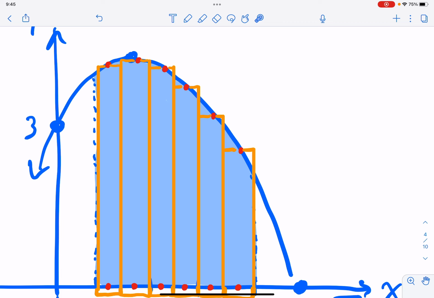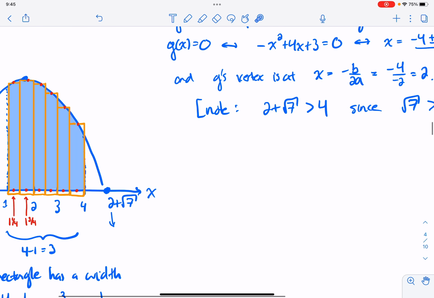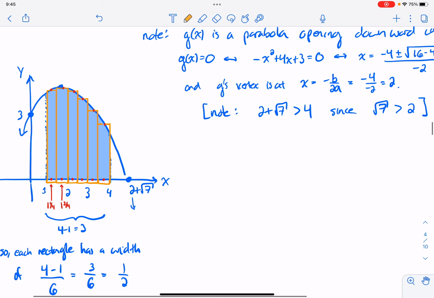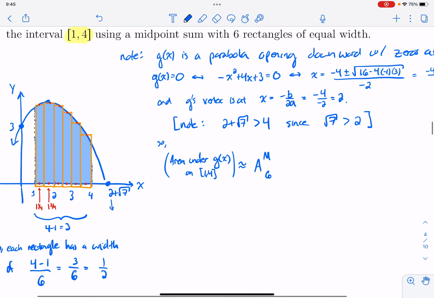So now the question remains of what is the actual sum of the areas of each of these rectangles? Well, let's start writing down what we want to say here. So the area under g of x on 1 to 4, this is the area we're interested in, is going to be approximately equal to the area we get after we use a midpoint approximation using 6 rectangles, so that's AM6.